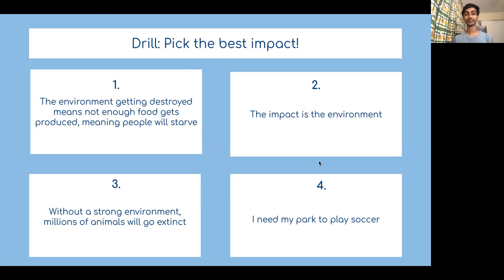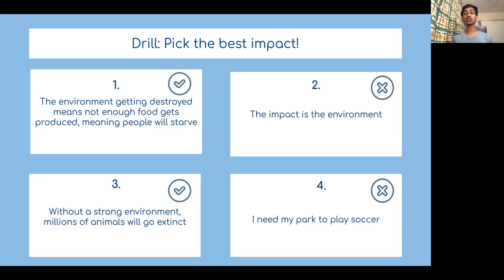Ready? All right, so the first impact is going to work. The first impact is the environment getting destroyed, means not enough food gets produced, meaning people will starve. You're taking a relatively simple concept, which is the environment getting destroyed, and then tying it into more important and more meaningful stuff, such as not enough food getting produced or people starving. If you just tell someone the environment is getting destroyed, they're probably not going to understand the true magnitude of that as much as they would if you said people are going to starve or not enough food's getting produced.